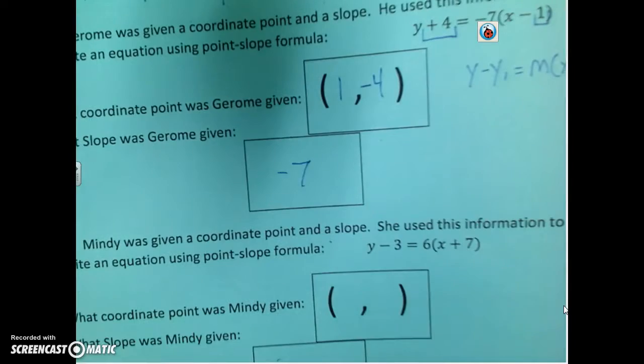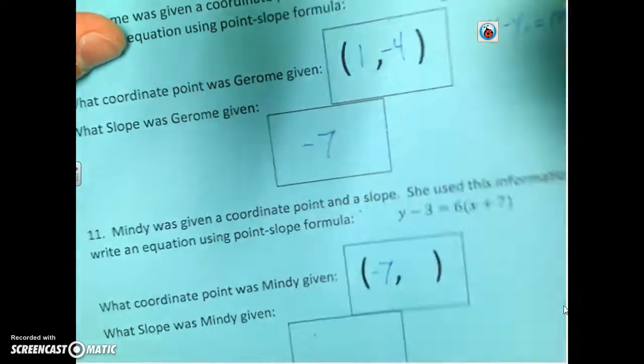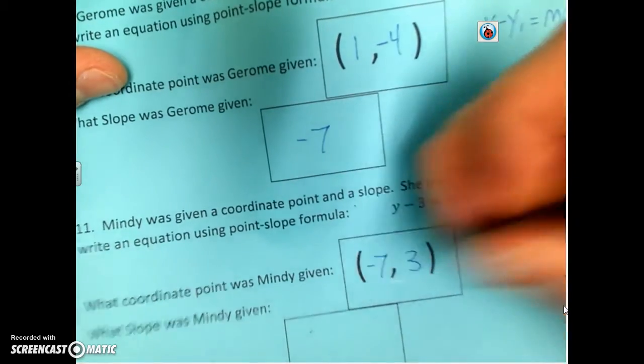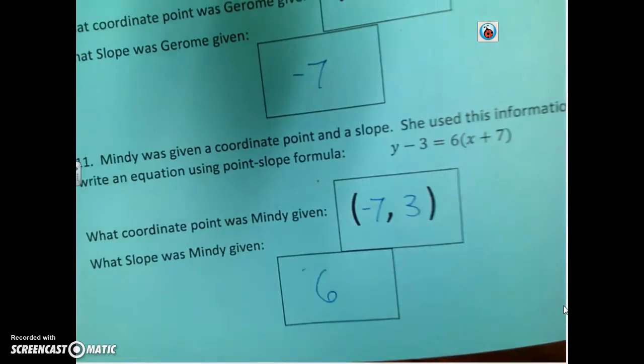All right. Similar process here. We've got to think opposites. X is with a positive 7, it's a negative 7. Y is with a negative 3, it's a positive 3. And the slope, always the number sitting right there.